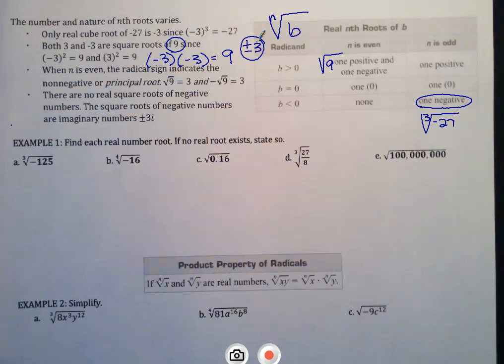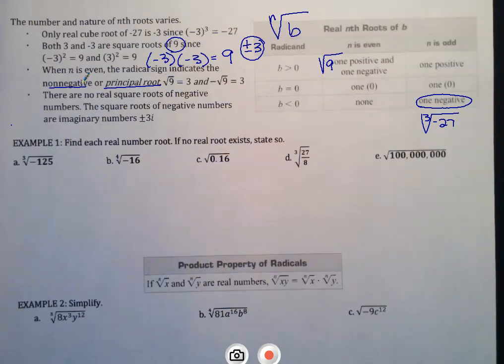Okay. When n is even, the radical sign indicates the non-negative or the principal root. So it's called the principal root, the non-negative. So the square root of 9 is 3, and the negative square root of 9 is -3, but the principal root is 3, no matter which way we write it.